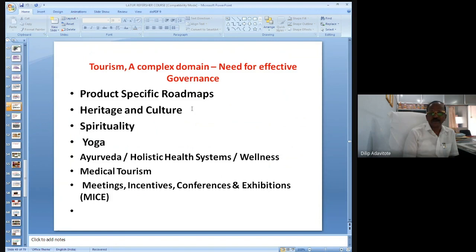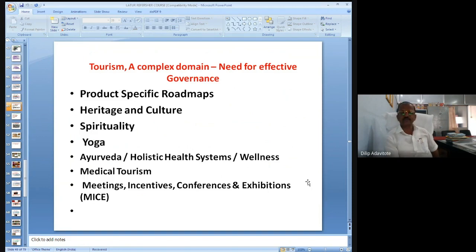And the specific objectives we are taking as governance. Tourism, as you know, is a complex domain. It is not a single activity. It links with a number of collaborations. So effective governance and product-specific roadmaps are important. Heritage and culture, spirituality, yoga, Ayurveda, holistic health systems, wellness, medical tourism, meetings, incentives, conferences, and exhibitions, MICE. All these things are there, and we have to concentrate on them.